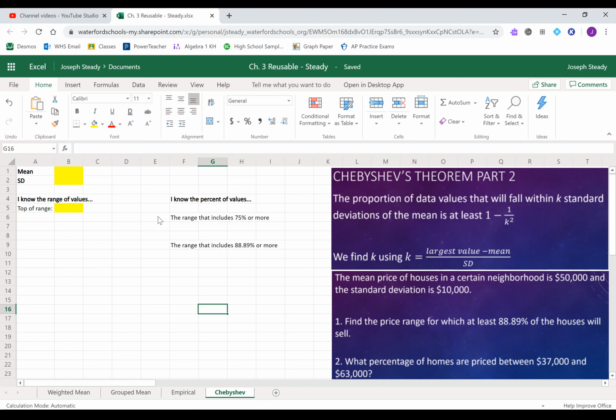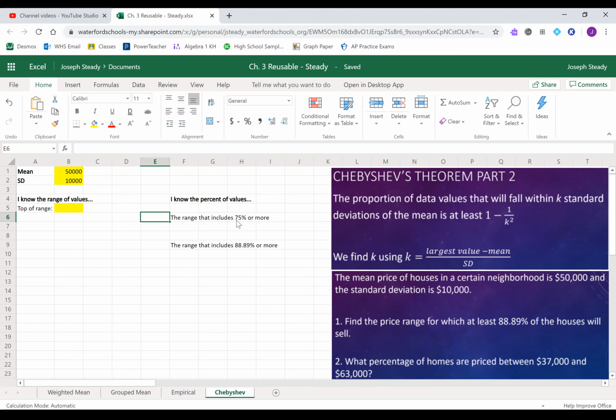So just like in the empirical rule setup, we have to tell Chebyshev's theorem the mean and the standard deviation, and then we can set up a calculation to find the lowest number and highest number in the range of values. So we'll use this example here, where the mean is $50,000 and the standard deviation is $10,000.